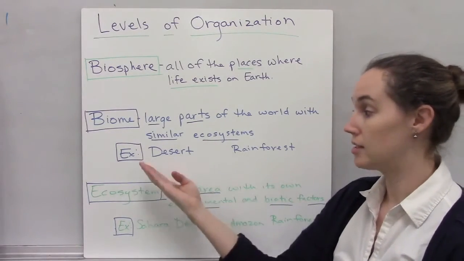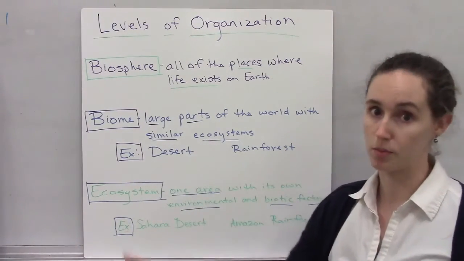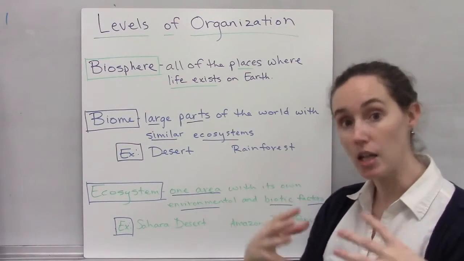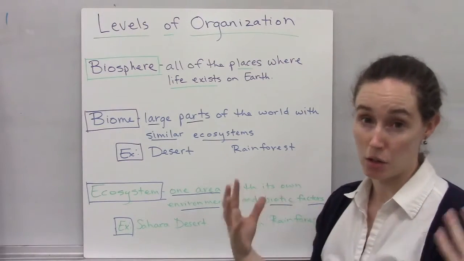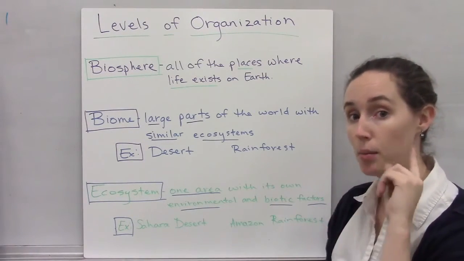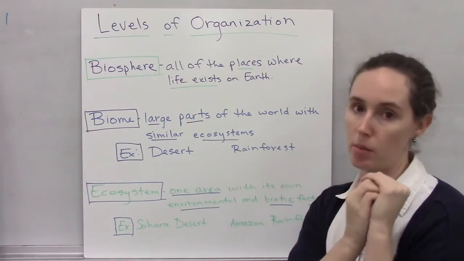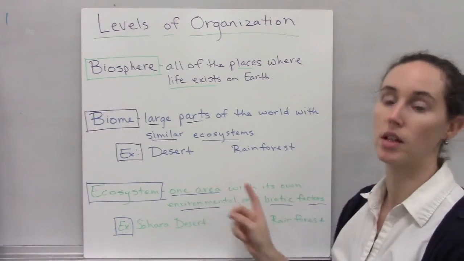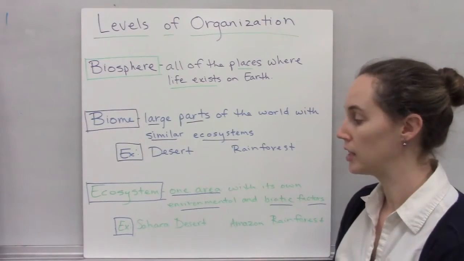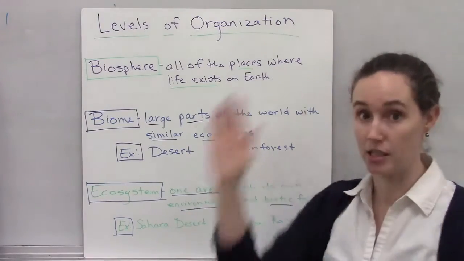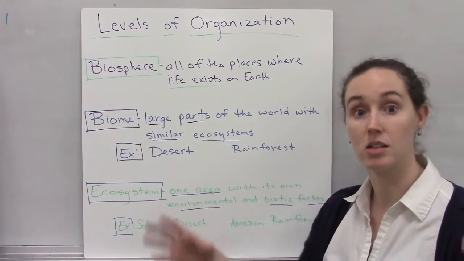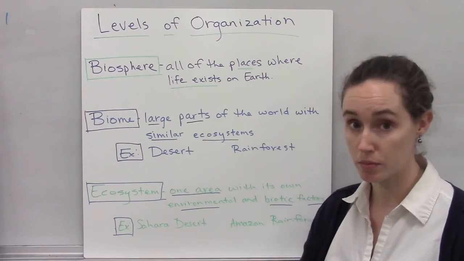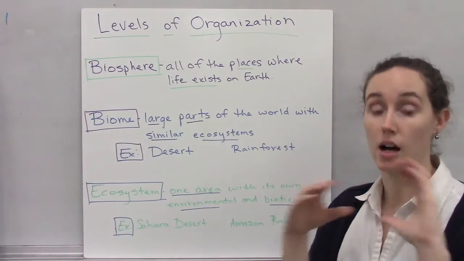My example here is the desert. Deserts are a biome. And the rainforest, that's a biome. But when you get to an ecosystem, that's when you get a little more specific. So it's a specific place, it's like one part of that biome is an ecosystem. So it's one area with its own environmental and biotic factors. So instead of the biome being desert, an ecosystem might be the Sahara Desert. Or instead of all rainforests in the world being a biome, the Amazon rainforest is an ecosystem.